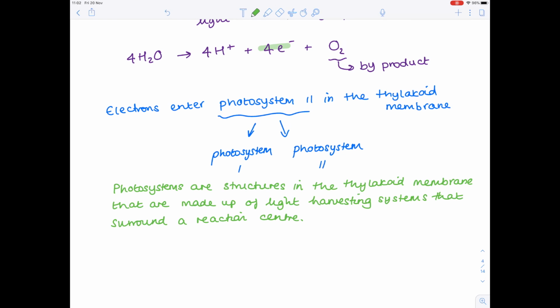Now the new phrase here is obviously the light harvesting system. Now these are made up of accessory pigments, which include chlorophyll B, carotenoids and xanthophyll, which you do need to know the name of. So remember, the main pigment is chlorophyll A, but there are several other accessory pigments which you need to know the name of.